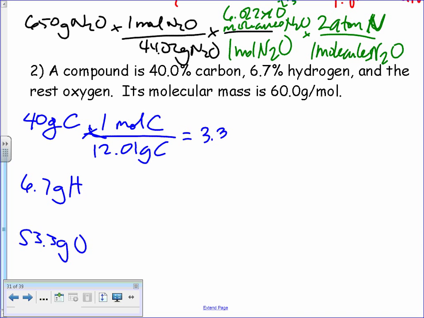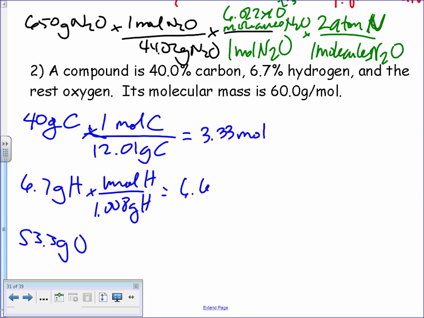3.33? Okay, moles of carbon. All right, next one. What do I do? 1 mole over 1.008 grams. Okay. That's about what? 646, something like that is what I heard.